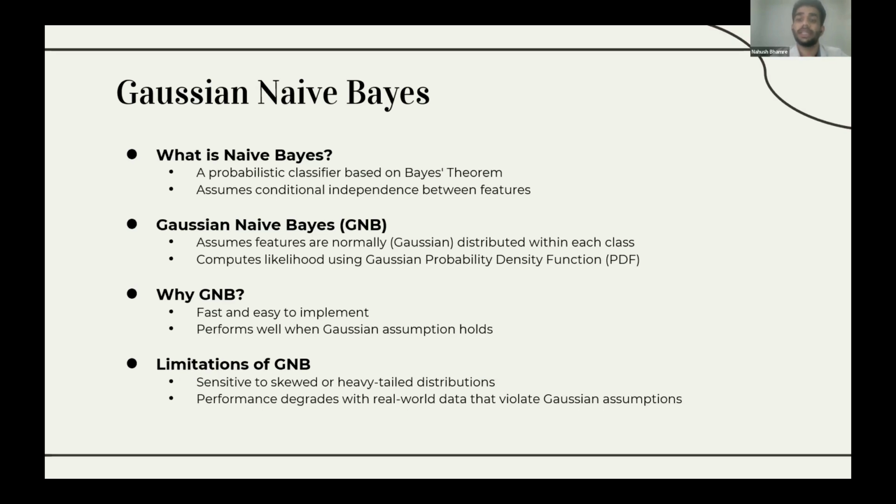But the Gaussian naive Bayes has its own limitations. It performs poorly when the data deviates from the Gaussian assumption, such as in the presence of skewed distributions or outliers. These violations distort the estimated likelihoods, which leads to suboptimal classification results.